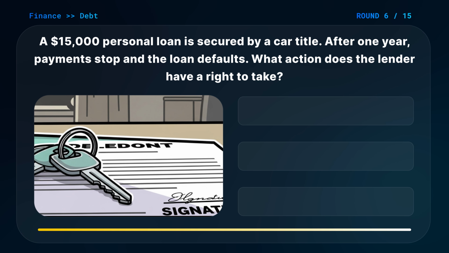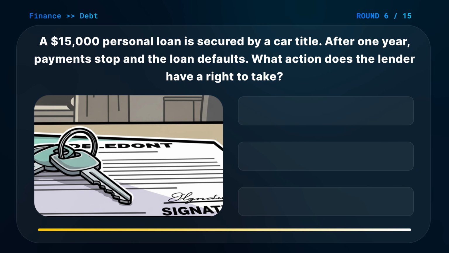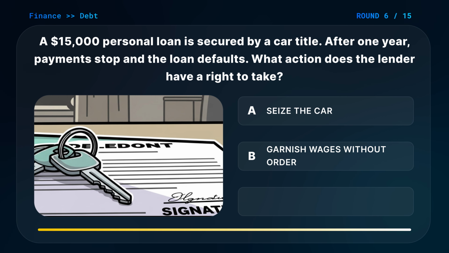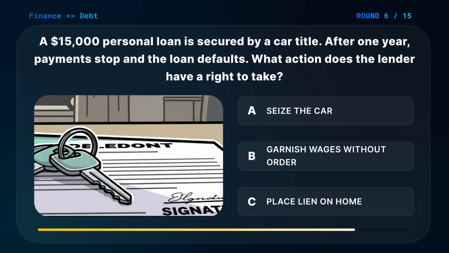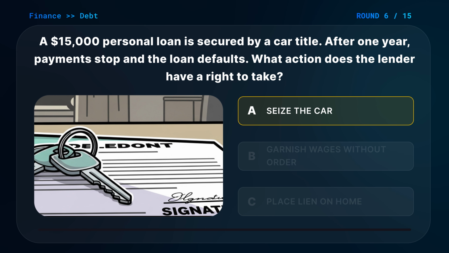Okay, listen. You take out a $15,000 personal loan that is secured by your car's title. After a year, you lose your job and are unable to make any more payments, and the loan goes into default. What action does the lender now have a contractual right to take? A. Seize the car you used as collateral. B. Garnish your wages without a court order. Or C. Place a lien on your home. The answer is A. A secured loan gives the lender a right to the specified collateral, and defaulting allows them to take possession of the asset.